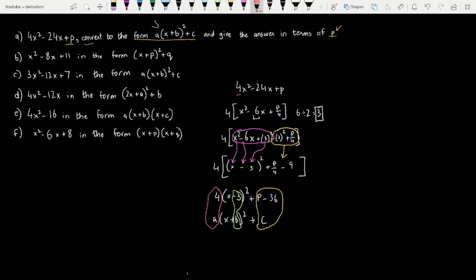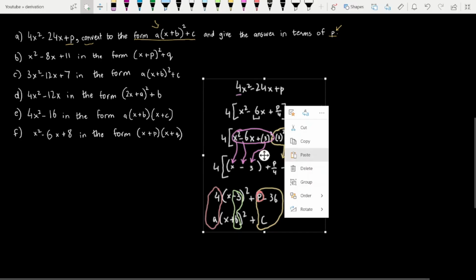And of course we have the answer in terms of p, because the answer does include the variable p. That's all you had to do, nothing more. So we're going to move on to the next problem, problem number b.